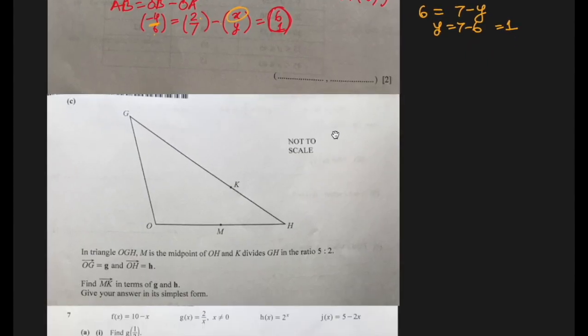Part C. A triangle is given, triangle OGH. M is the midpoint of OH. K divides GH in the ratio 5:2. That means this is 5 and this is 2. That means there are a total of 7 parts, so this is 5/7. This is 2/7. Okay. OG is G.